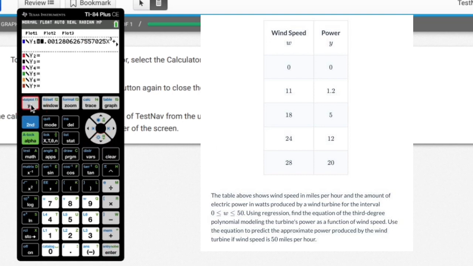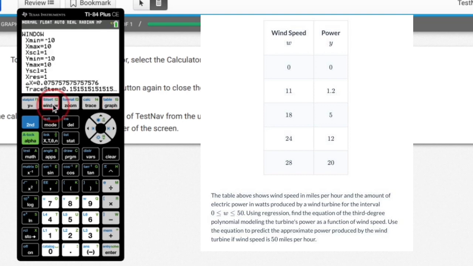But when I go to y sub 1, there it is. So hitting graph isn't going to do a whole lot for me. But what I can do to find out what 50 is is expand my window to 50, or I'll go 51, one step further. Okay. When I hit my graph, there it is, way up there.